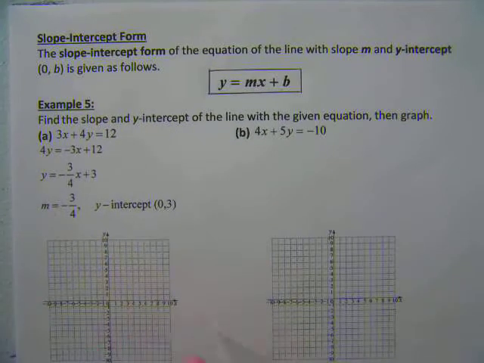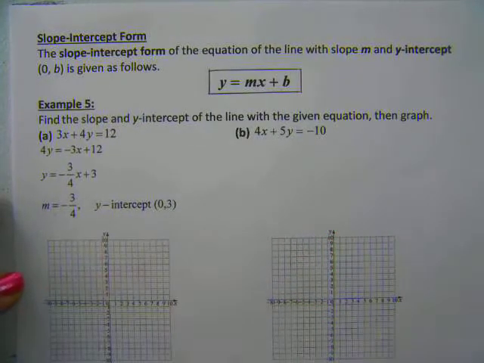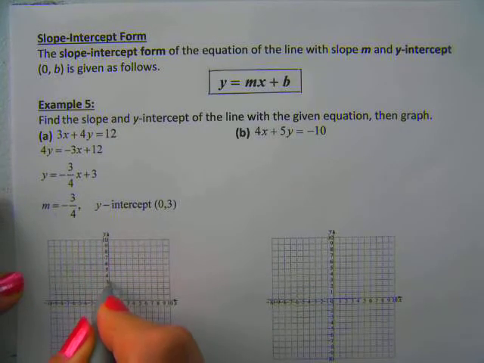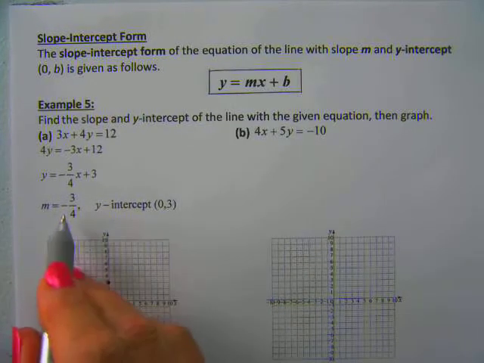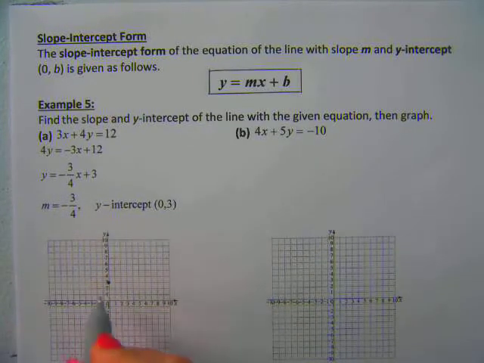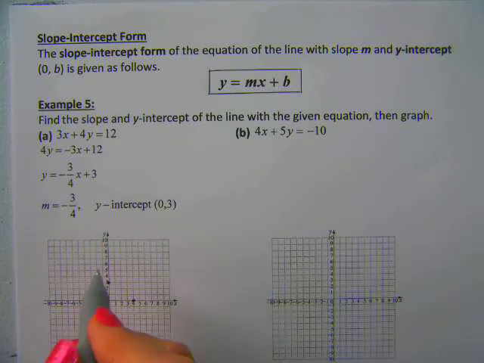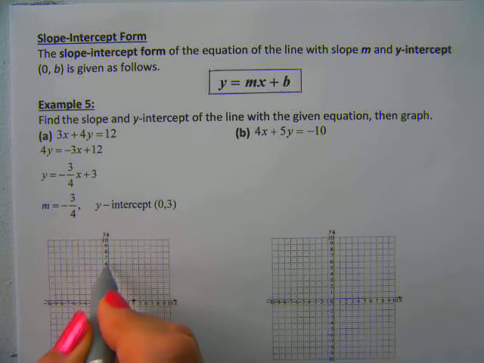I didn't graph it, so let's do it now and then graph. We start with the y-intercept. The y-intercept is (0, 3). Then we know the slope is negative. So you can either go down by 3 and right by 4, or you go up 3 and left 4.